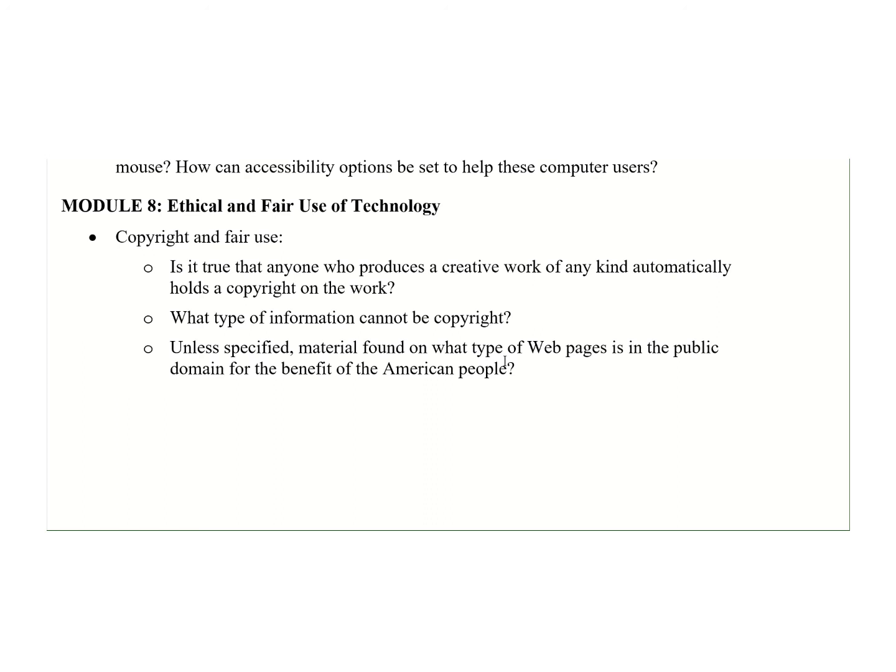We said that anyone who produces any kind of creative work automatically holds a copyright in our country. Now, they can go and copyright it formally through the government, but even if they don't, we still have to respect their work. What type of information cannot be copyrighted? Anything that is provided by the government and anything that's public domain.